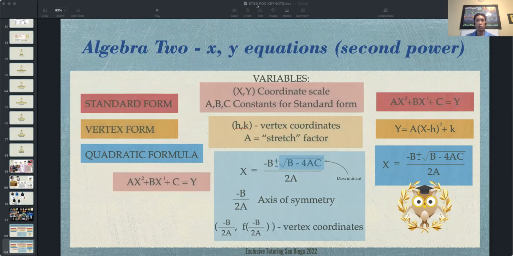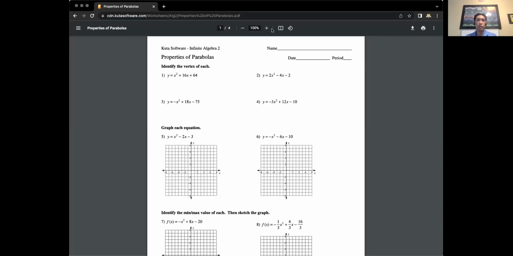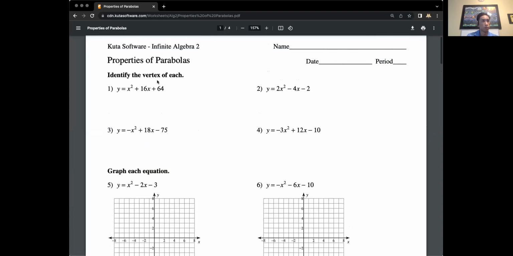All right. So with that being said, let's actually go into this. What I have here is I've just pulled up the software. And what you'll notice here is, let me enlarge this a little bit. What they're asking here is that vertex, right?